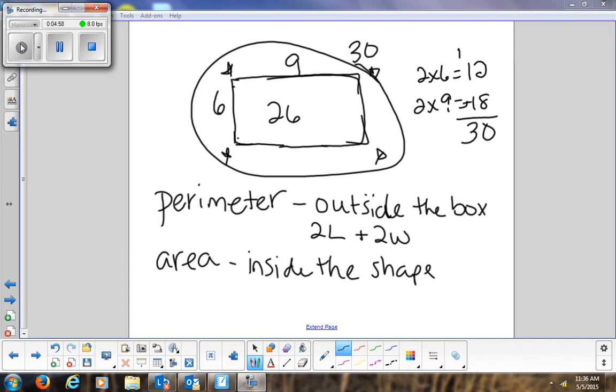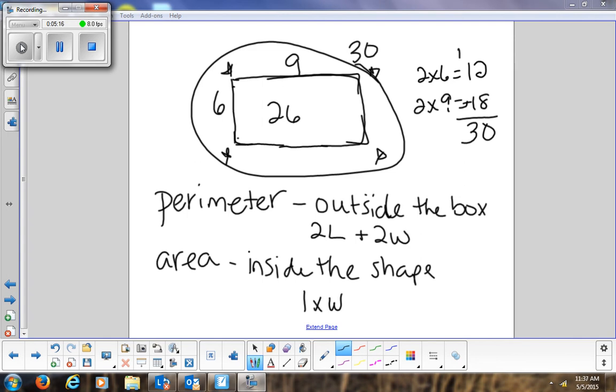Carolina? Stop. That's not okay. You didn't even give anybody else a chance. Carolina, multiply what? 9 times 6. So you multiply the length times the width, and that gives you the area.